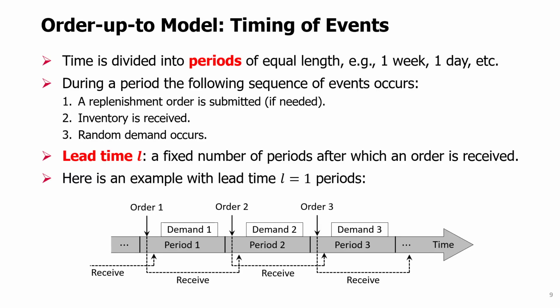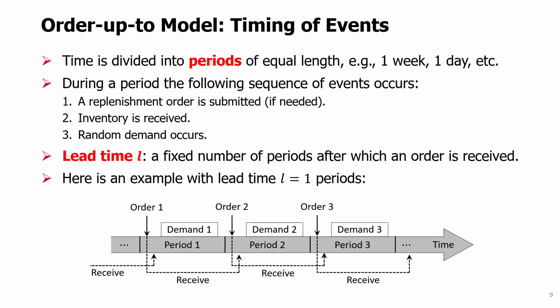Order up to model, definitions, and implementation. In the order up to model, we will assume time is divided into periods such that we have exactly one order in every period and we receive one previously ordered quantity once every period.